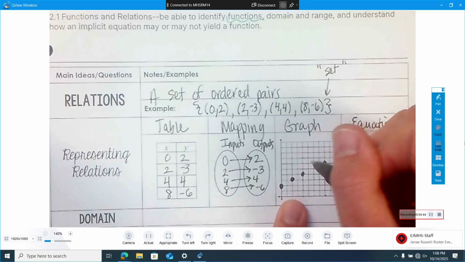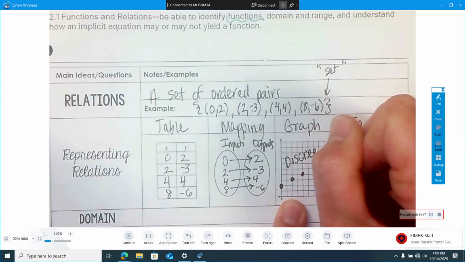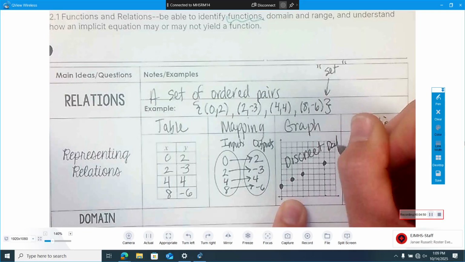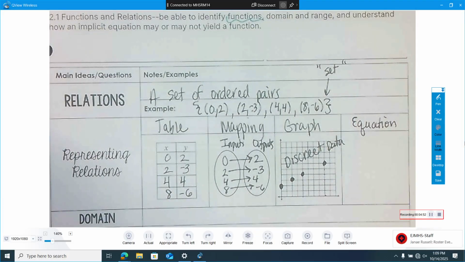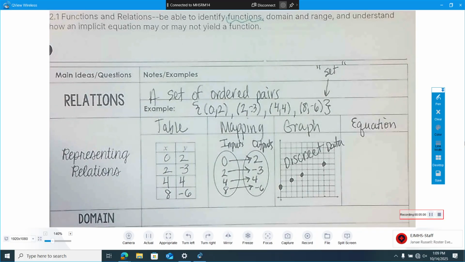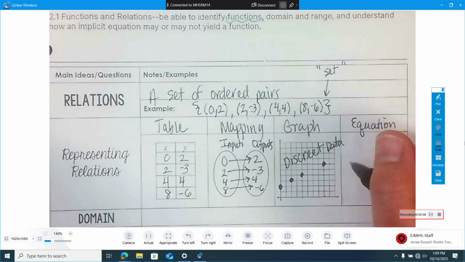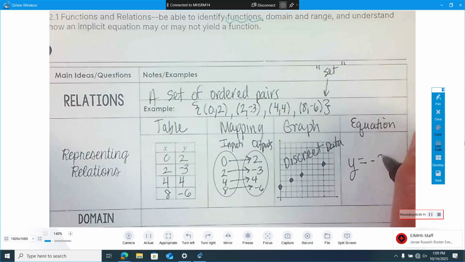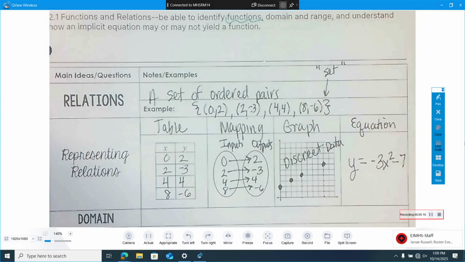These are discrete data points. Discrete meaning distinct. They are individual ordered pairs, okay? Which is very different than when we graph lines or graph parabolas. When we connect them with a line, then we could write an equation. So if we had an equation, it might look something like y equals -3x squared minus 7. I don't know. But we can represent relations using an equation as well. And of course, it has a new name if we can do that.